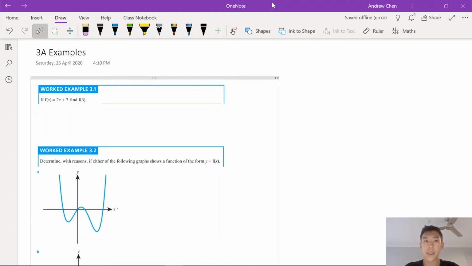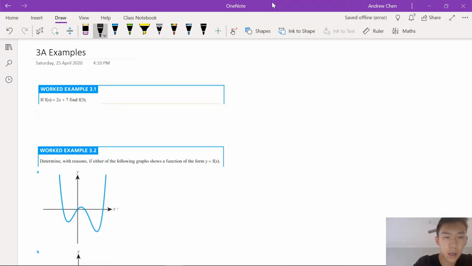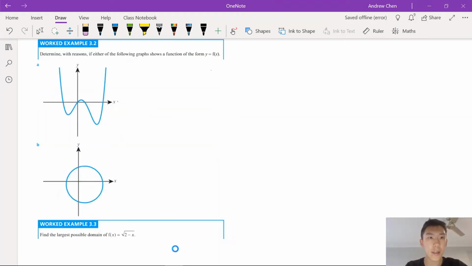All right, so let's start with example 3.1. If f of x equals 2x plus 7, find f of 3. Okay, this one's relatively straightforward, this type of question. So anytime you see x, you're going to substitute it with 3. So f of 3 is 2 times 3 plus 7, which is 6 plus 7, which is 13. Example 3.2. If you're just looking for a specific example, then just find it in the video. Otherwise, this video would probably be quite long.